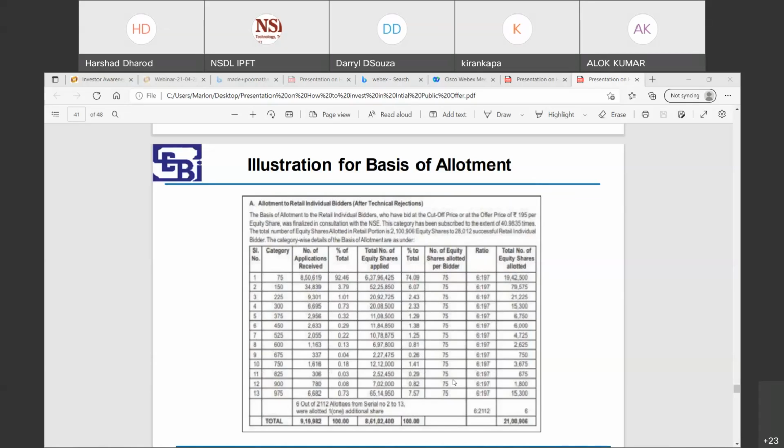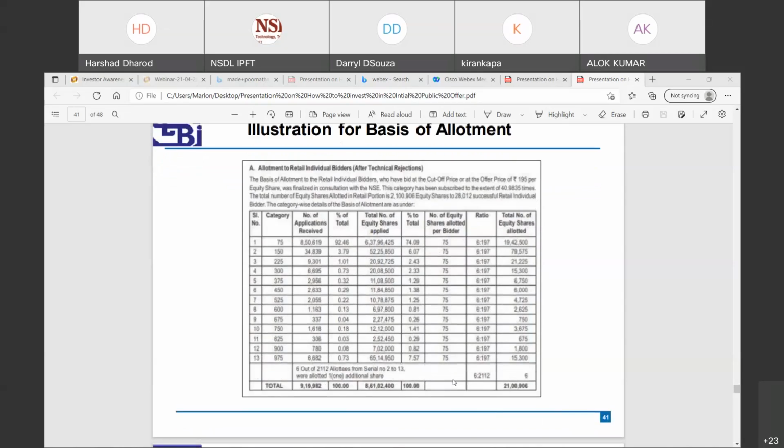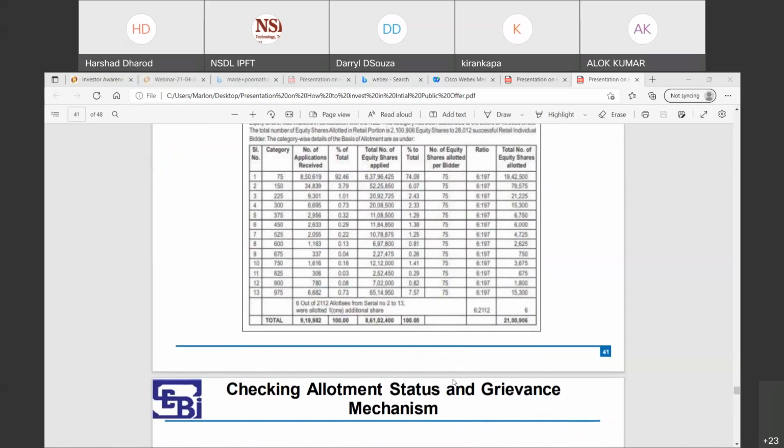Based on that, those numbers of allotment will be done, and to those the shares would be allotted. So this is how the allotment is done in the case of the retail category.